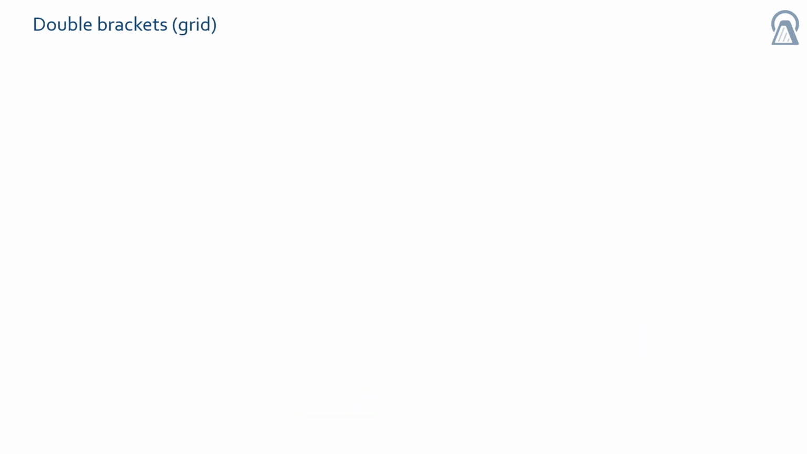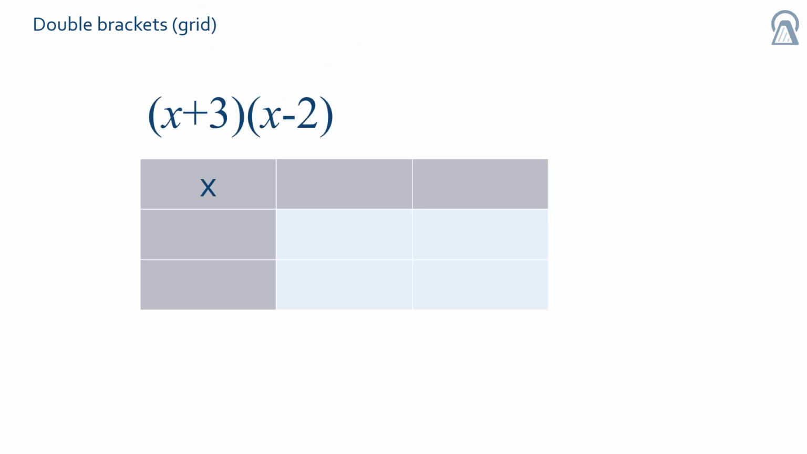Really great job so far. So let's see one other method for solving double brackets. Always handy to have a way of checking. So let's expand a similar example. We're going to have our first bracket being x plus 3 as before, but a slight change in the second bracket. We're going to have x minus 2.